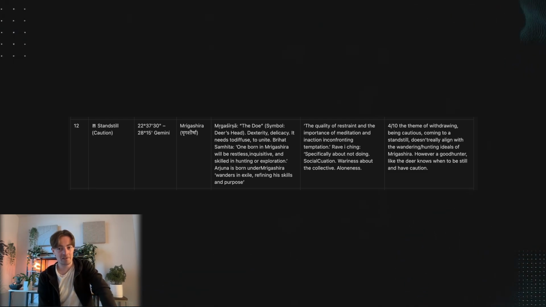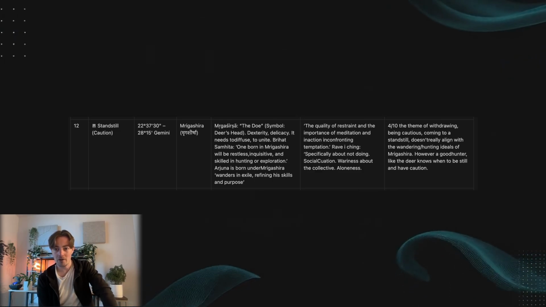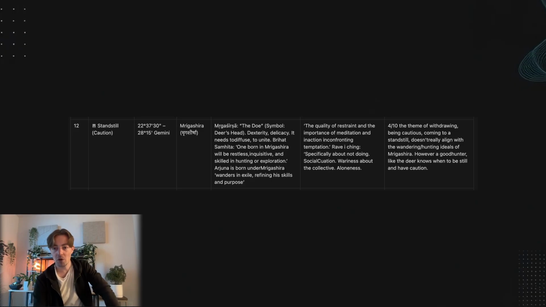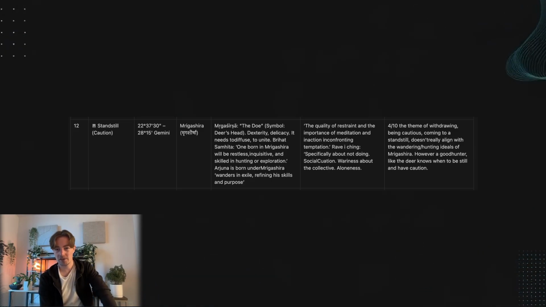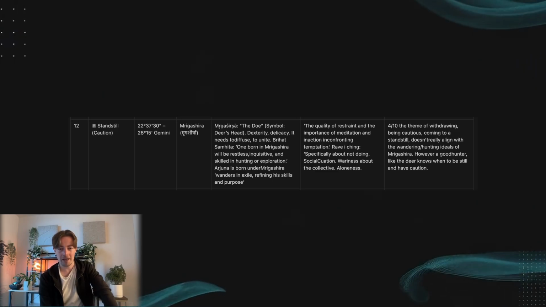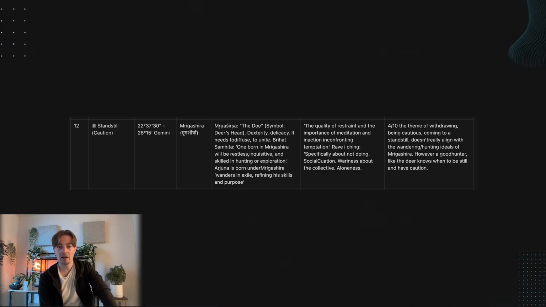So I have to say this is a 4 out of 10 match. This does not really match. There's a theme of withdrawing, being cautious, coming to a standstill. It doesn't really align with the wandering and hunting ideals of Mrigashira or Gemini, to be honest. However, a good hunter, like the deer, knows when to be still and have some caution, but that's a far stretch. So we have this fundamental mismatch here, this swift hunting, dexterous nakshatra inside a gate of standing still. So not really a match.